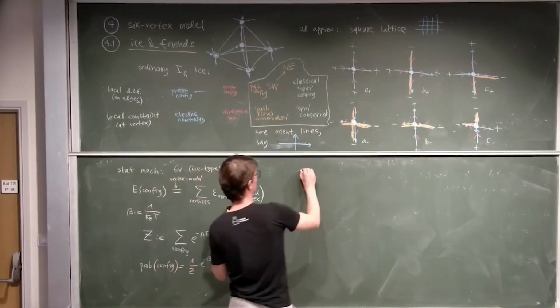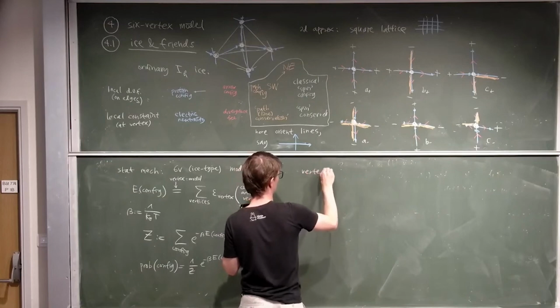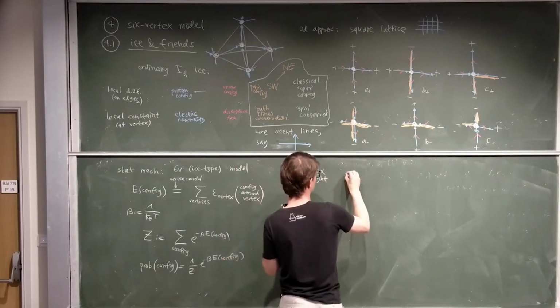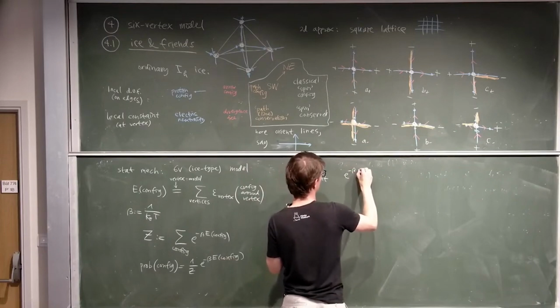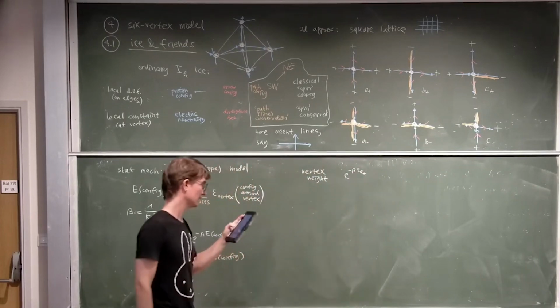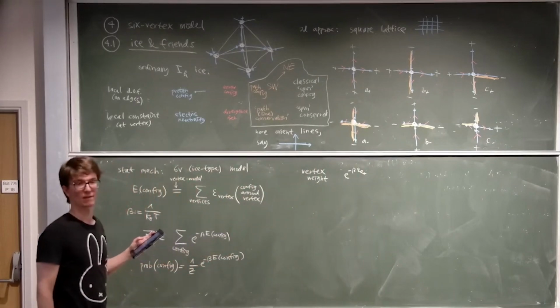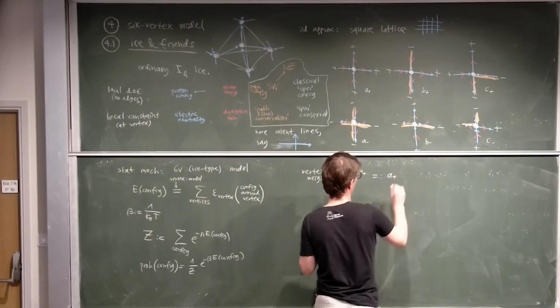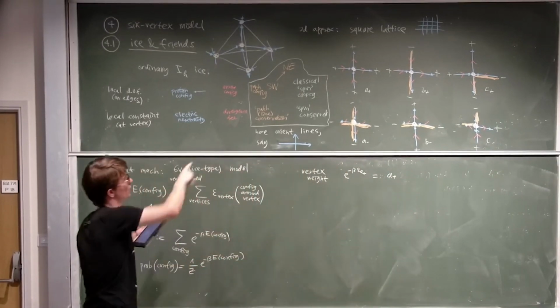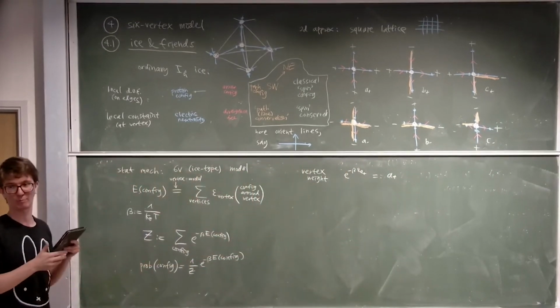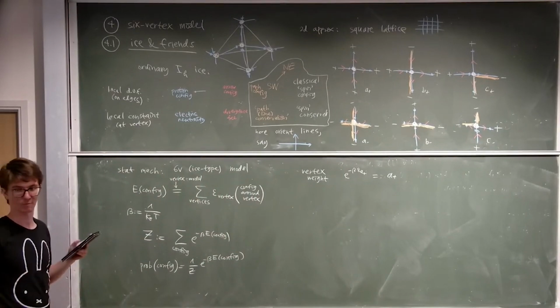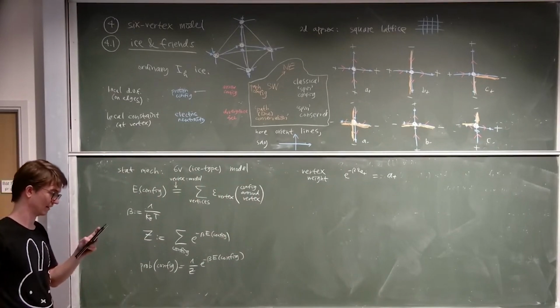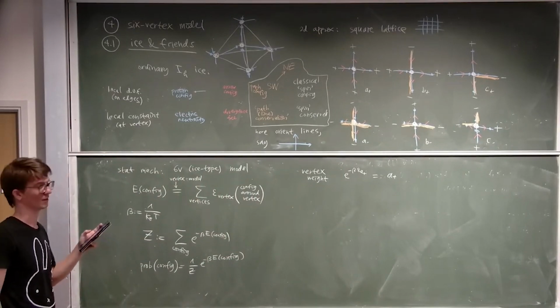But I will, maybe slightly abuse notation. So let's also define vertex weights. We will get, for instance, e to the minus beta times the epsilon of the configuration A plus. Right? This will occur. So let's just call this whole thing A plus. So the vertex that I called A plus also has weight A plus. Maybe I should have used different fonts, but I think it will be clear when I'm talking about a vertex and when I'm talking about a weight.